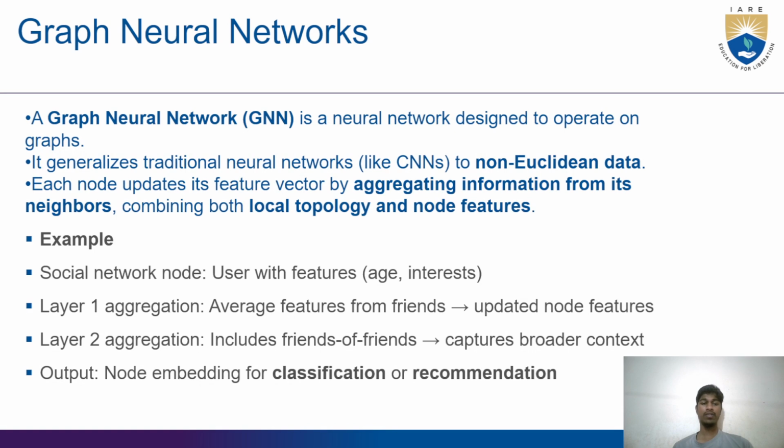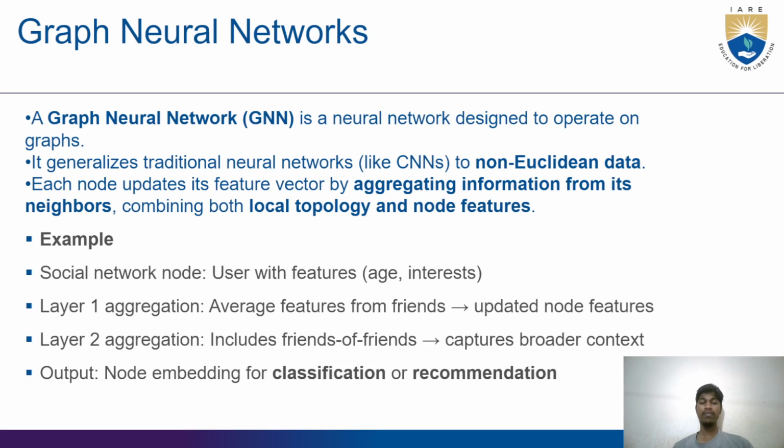Graph neural networks. A graph neural network, known as a GNN, is a neural network designed to operate on graphs. It generalizes traditional neural networks to non-Euclidean data. Each node updates its feature vector by aggregating information from its neighbors, combining topology and node features.